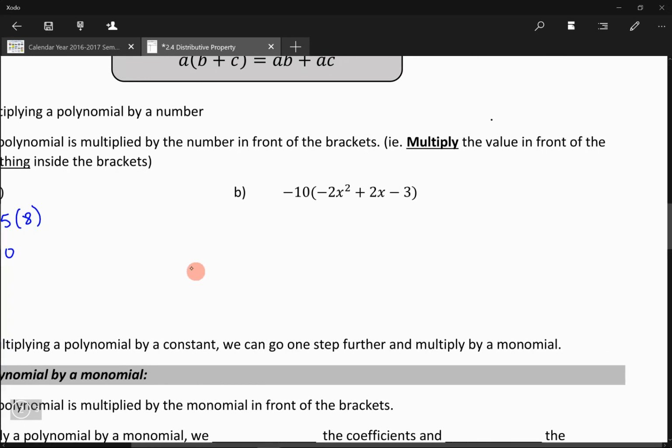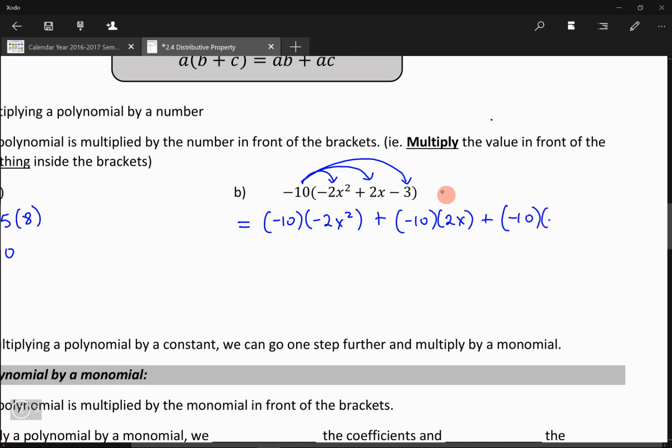So let's take this number in front of the bracket. We multiply it with every term inside. That's why I'm drawing these connecting arrows. So when I do that first multiplication, now be careful. With these negative signs, it's a good idea to put everything in brackets. So I'm going to start off by saying negative 10 times negative 2x squared. Then we're going to add the next term, so negative 10 times 2x. And then we're going to, again, add this last bit here, negative 10 times negative 3.